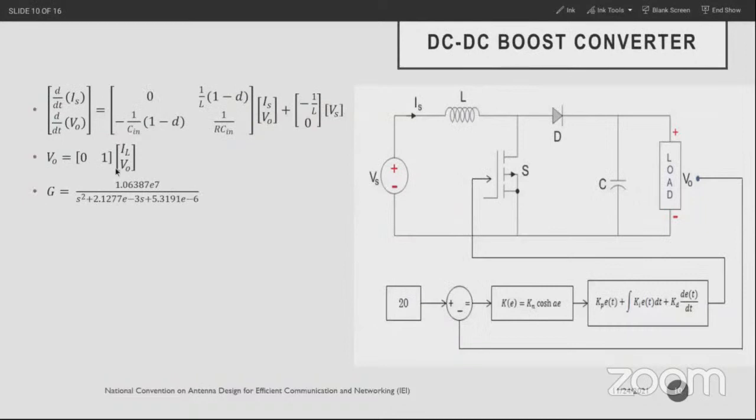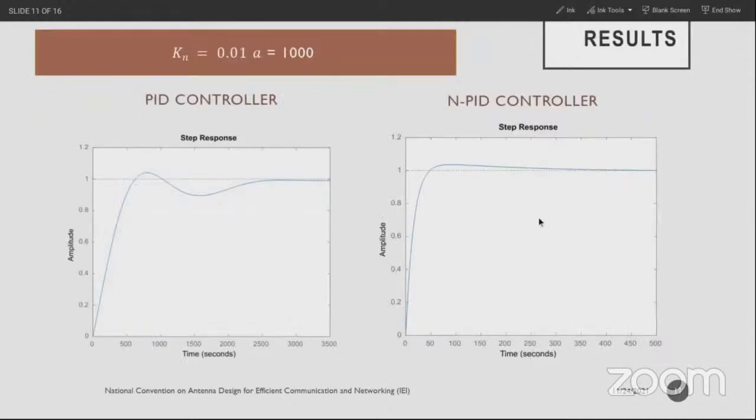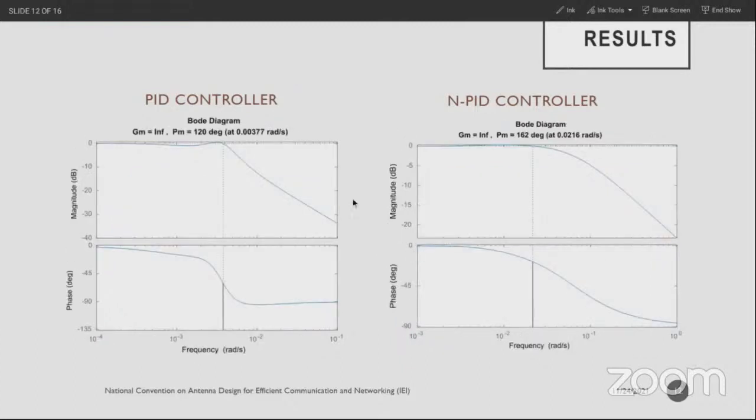This is a state space average model of the boost converter. From the transfer function taken, we have taken the response of the PID controller and the nonlinear PID controller. From the graph, it is settled at 3000, but here it is settled within 400 seconds also. From the Bode plot, it can be seen that the phase margin is increased. Higher the phase margin, higher the stability.